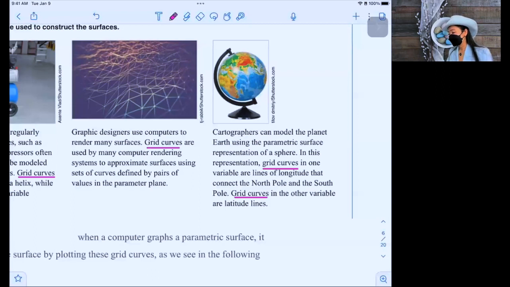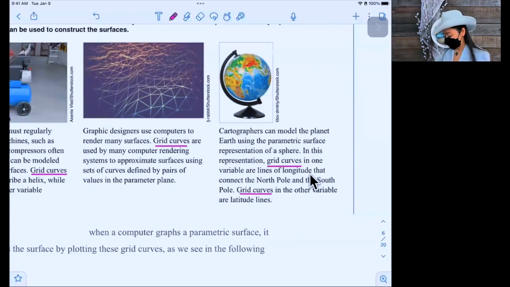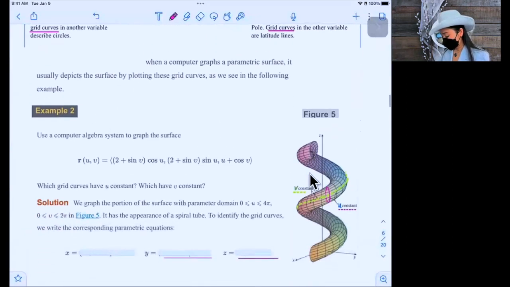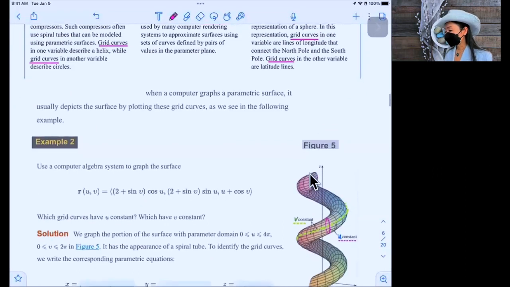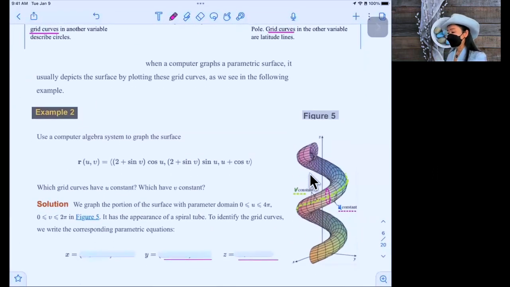Yeah, very good. Now, this is actually a very familiar example, right? So the grid curves here will be the latitude lines and also the other one, the longitude. All right. Now let's look at some examples. So grid curves are going to help you actually visualize the surface.